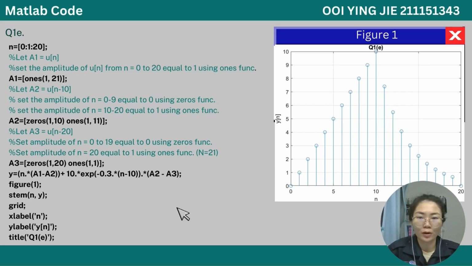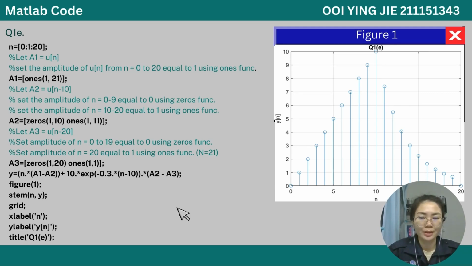I set a1, the amplitude from 0 to 20, equal to 1 using the ones function. While for a2, I set the amplitude of n from 0 to 9 equal to 0 using the zeros function, and the amplitude of n from 10 to 20 equal to 1 using the ones function. And for a3, I set the amplitude of n from 0 to 19 equal to 0 and 20 equal to 1.